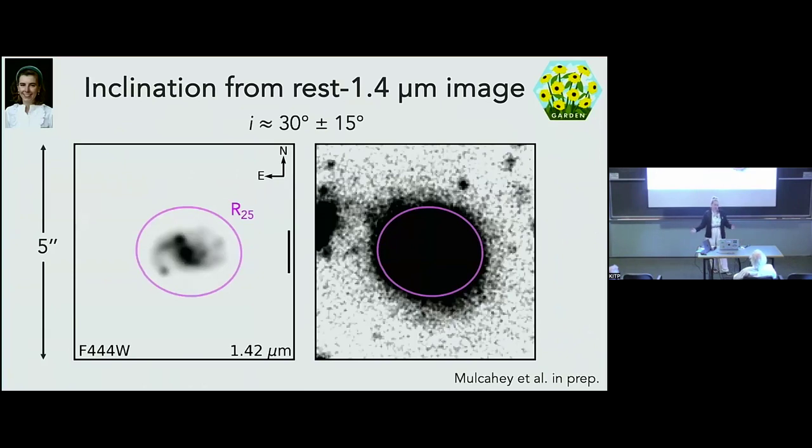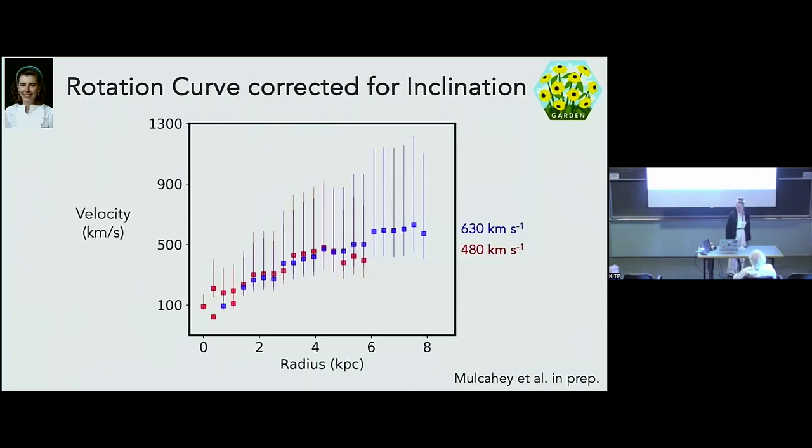Inclination 30. Measured it at R25 from the F444 image, trying to follow the stars. 15, plus or minus 15 degrees. We don't know. It's hard to measure that well. So here it is, velocity versus radius with those inclination corrections with the error. Of course, there's a large error because we don't know the inclination well, but it goes up to 600 and 500 kilometers per second, 8 kiloparsecs. This is wild.